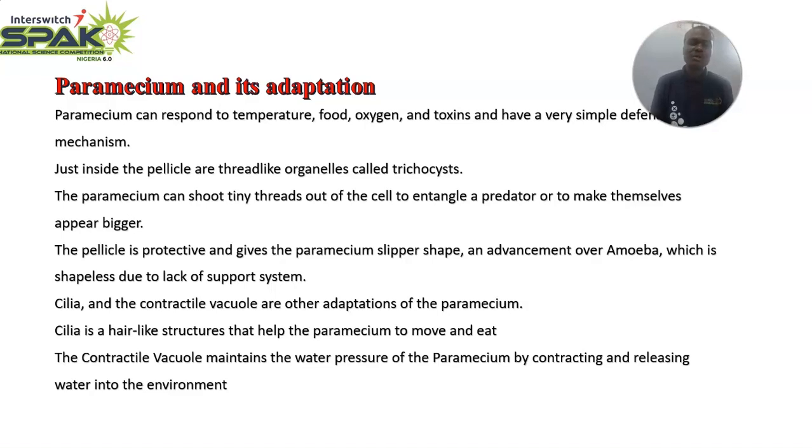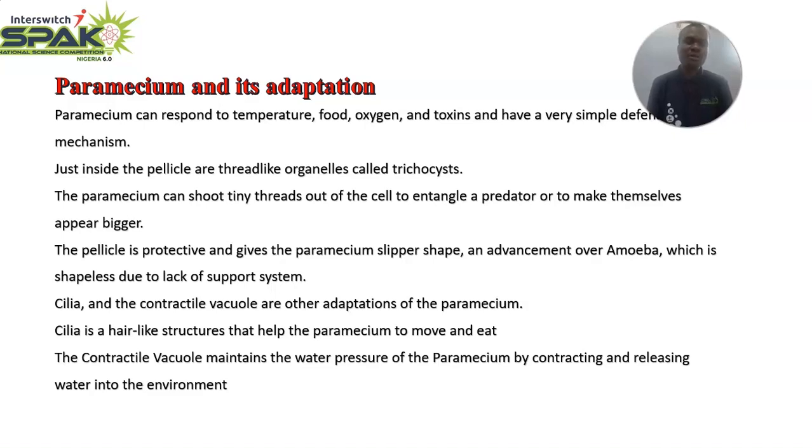It's shapeless because there is no support. One of the things you must have learned from support systems is that a support system gives shape and rigidity. So since amoeba does not have a support system, it is shapeless. But in the case of paramecium, they have a pellicle. So this pellicle gives them shape. Okay, and inside the pellicle there is a thread-like structure called trichocyst. This trichocyst also helps in protection. They can shoot out this trichocyst to entangle their prey. It can even make them look or appear bigger.